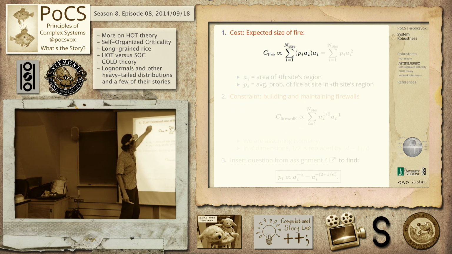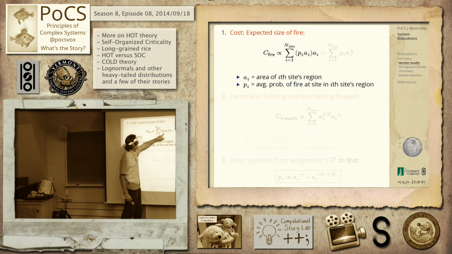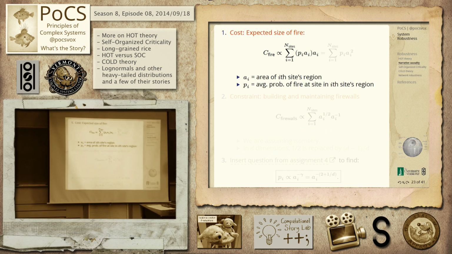All right, so let's do it for fires. So the cost of a fire, we have to think about how we structure this. There's some area. There's a bit of non-locality in here. So the area of this thing is A sub i, and let's say this is i plus one as well, then all of these have the same area associated with them. It's the area of the region they're in.